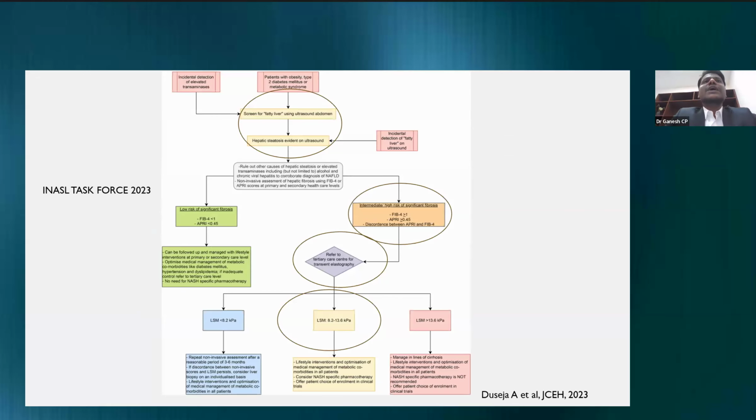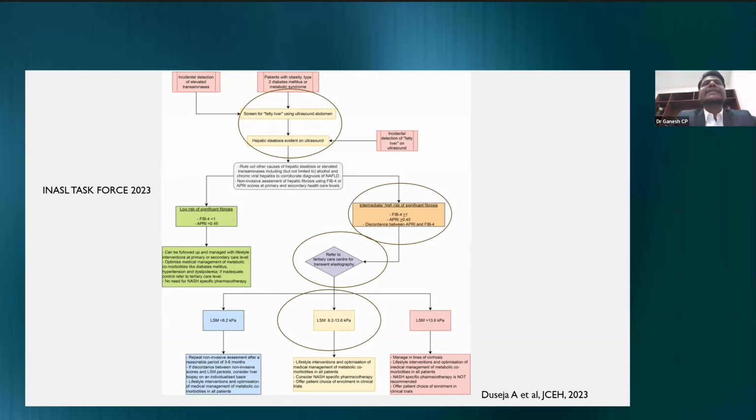So now we will see how to approach these patients with fatty liver. Whenever a patient comes to your clinic with a report of fatty liver on ultrasound, how to approach?